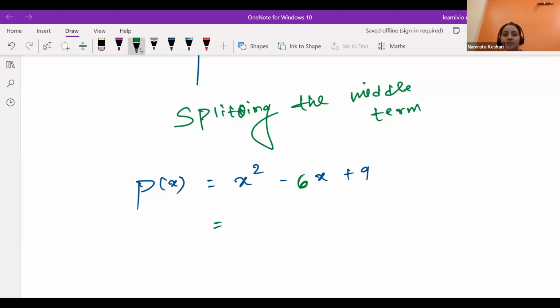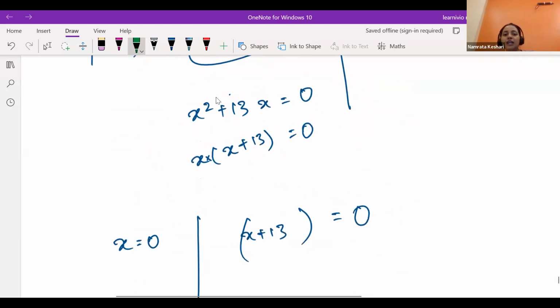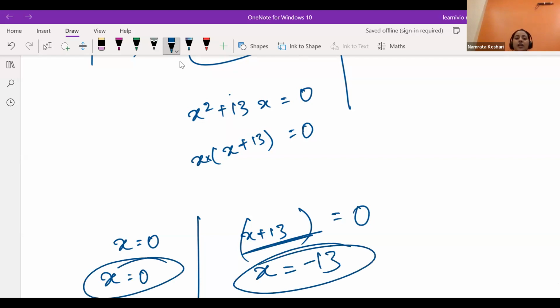Okay, so let's continue. How to split the middle term. Meanwhile, let me finish this concept: if we encounter this scenario, we understand either the first term will be 0 or the second term will be 0. x is equal to 0, and from here we get one new x value, that is minus 13. So these are the two x values which we will mention when we encounter this type of polynomial. These two are the zeros. If you want to check whether these two are zeros or not, let's check it.